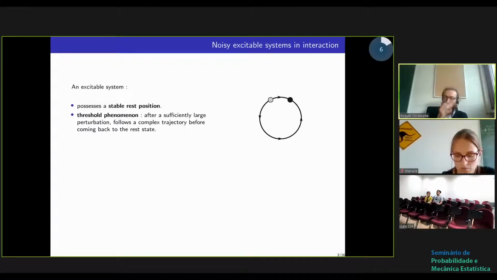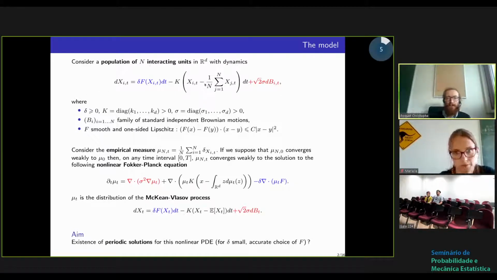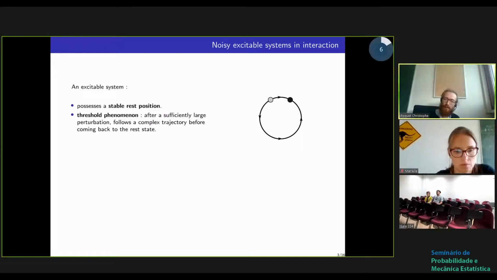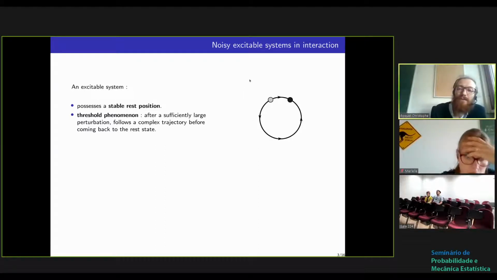So what kind of units do I want to look at for this problem? I want to look at excitable dynamics, excitable systems. So what do I mean by excitable systems? It's not really a mathematical definition of excitability. There is no rigorous definition of this kind of systems. What I will say is that we define excitable systems as systems that possess a stable rest position and that have a threshold phenomenon. The easiest way to understand this is to look at a very simple example.